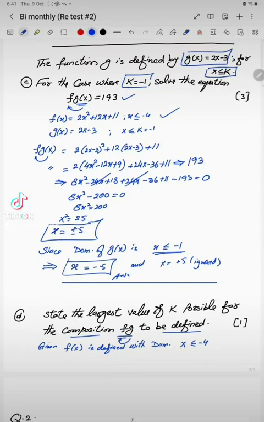So as g is going to be inserted in f, it means the g of x result should be less than -4. So g of x is what? 2x - 3. I will write here. I can say fg will be defined when g of x should be less than or equal to -4.